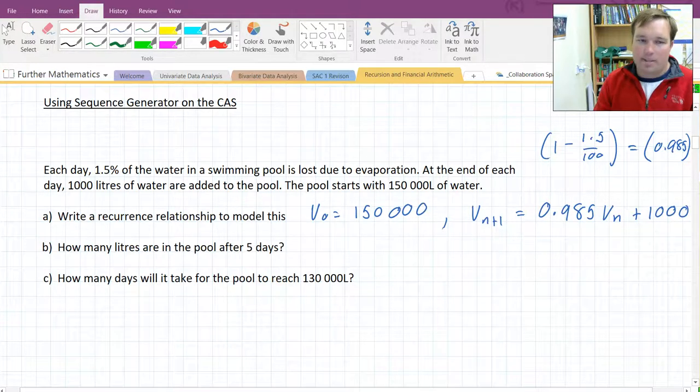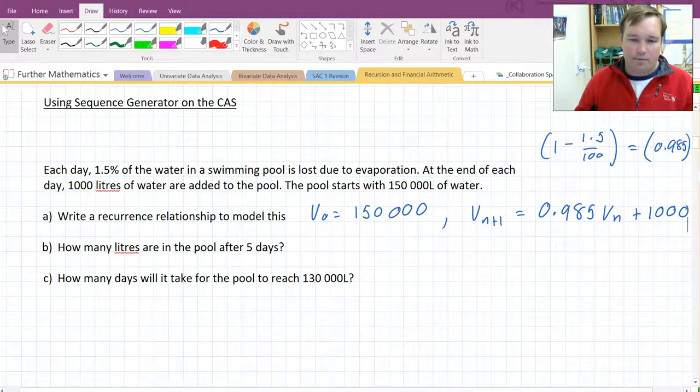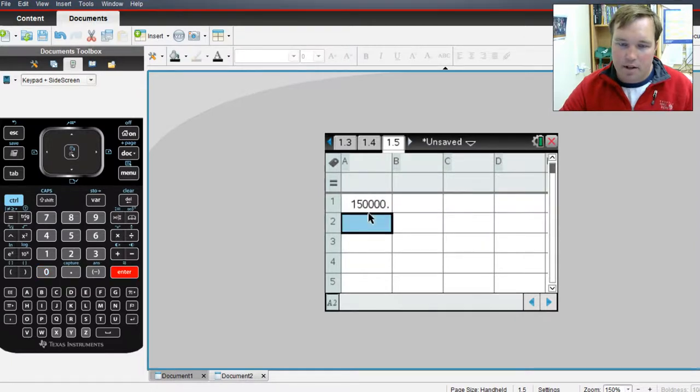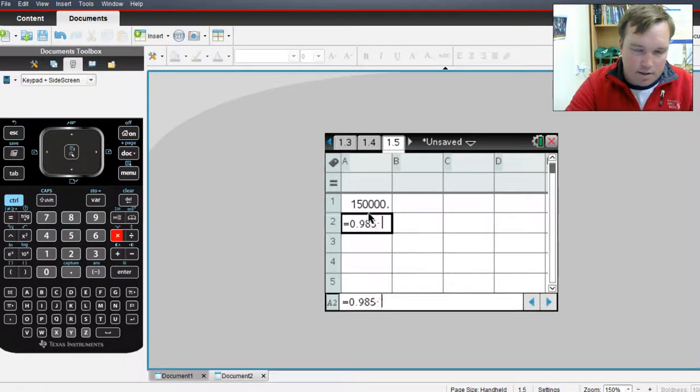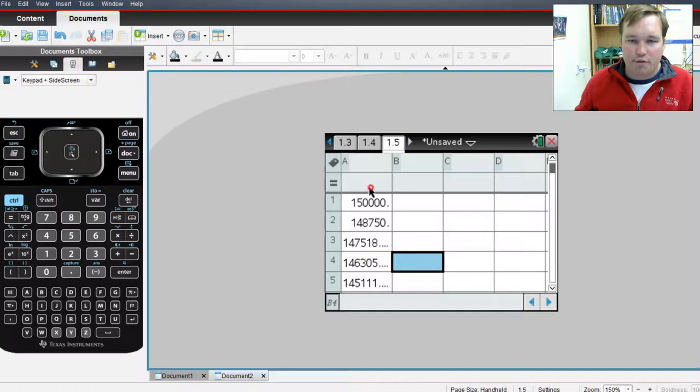Alright, now how many litres in the pool after 5 days? Because it doesn't tell us to do it by hand, let's do it on the calculator. Now, one way to do it on the calculator is this. We're starting with 150,000, and then to get from one line to the next, we do 0.985 times A1 plus 1,000. And we drag it down. And we can see for the first 5 periods, first 5 days, that's what happens. It slowly dips.